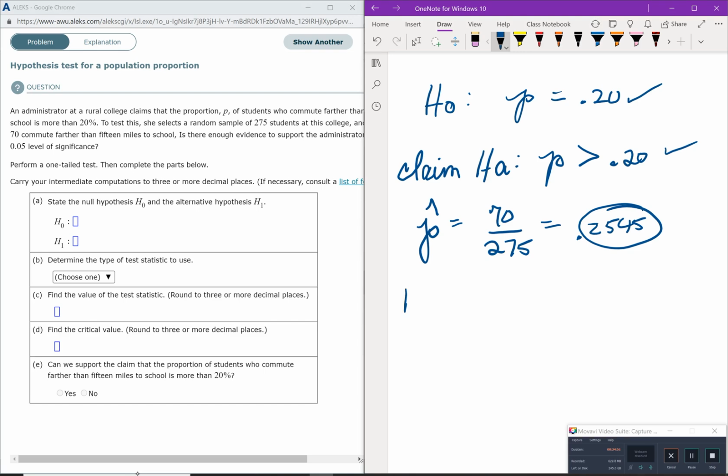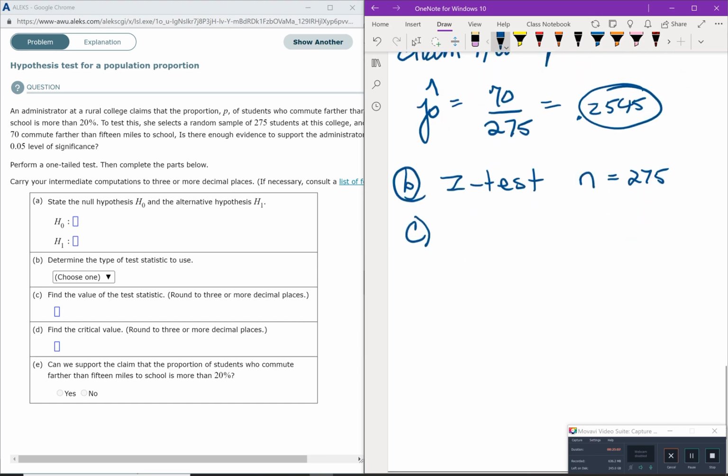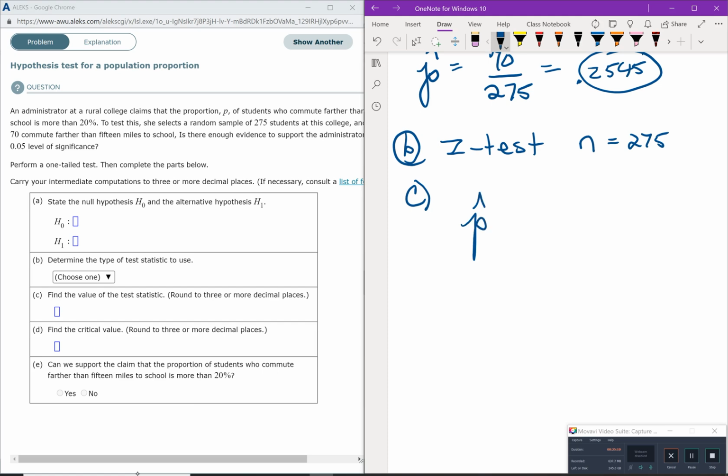In part B, we obviously are going to use a z-test because our sample size is equal to 275, which is definitely greater than 30. In part C, we're going to use a test statistic. So in that case, we're going to say p-hat minus the indicated proportion divided by the indicated proportion times its opposite q, which is 1 minus p, over the sample size 275, and we're taking the square root of all of this, obviously.